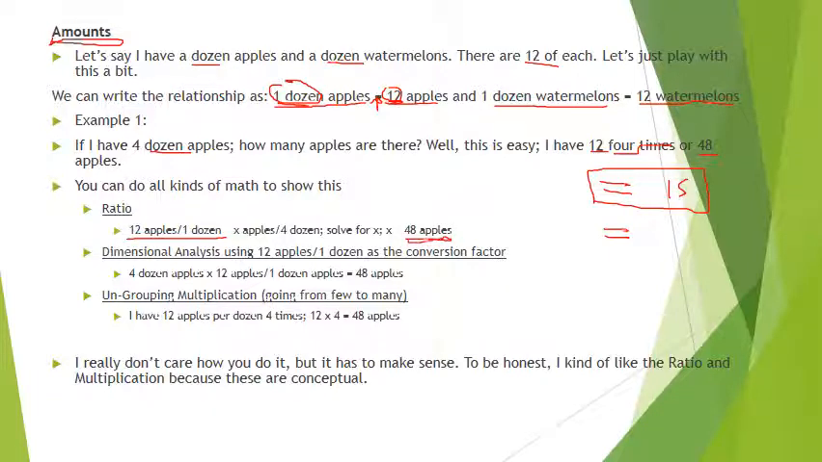Now, I'm assuming that all of you are fairly good at math. That's why you're taking this course. Dimensional analysis is another way you can do it.